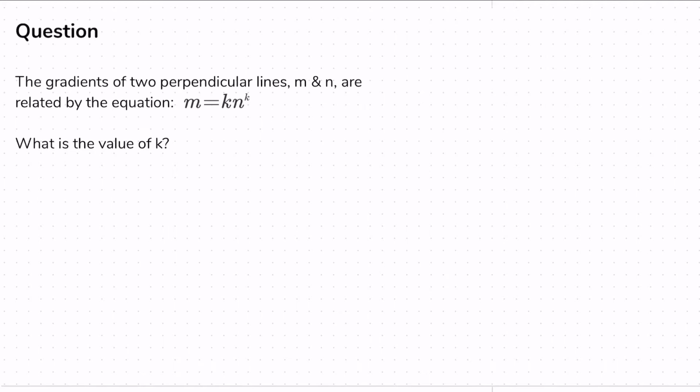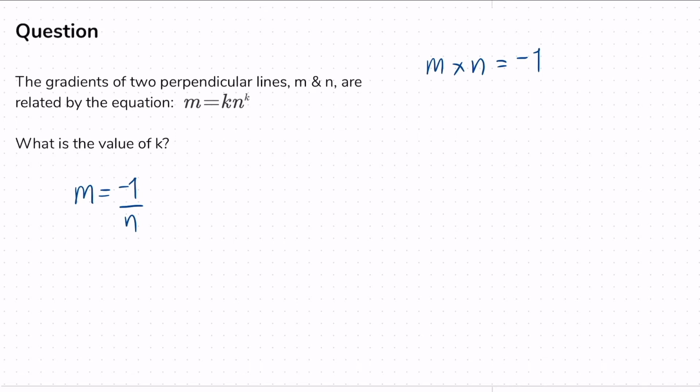Now, the important thing about two lines which are perpendicular is that the product of their gradients is -1. So the gradients of two perpendicular lines, M and N, the product of those is going to be -1. Having a look at the situation here, what is M equal to? I'm just going to move this to the left-hand side. M is equal to -1 over N. It's also equal to K times N to the power of K.